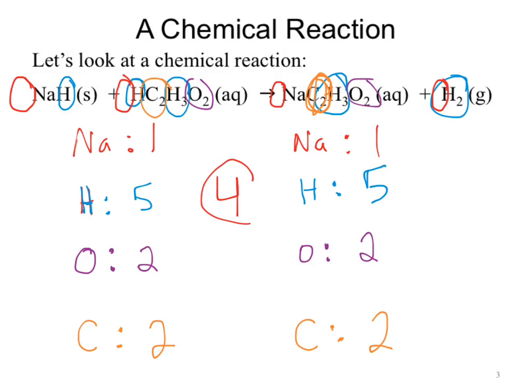How'd you get 4? I don't see any numbers there to add. Because you're going to assume 1. Why do we assume 1? We wouldn't write anything at all if it was less than 1. So just by the sheer fact of writing H2 gas or sodium acetate aqueous, we are implying that there is 1 there. So the sum of our coefficients in this case would be 4.